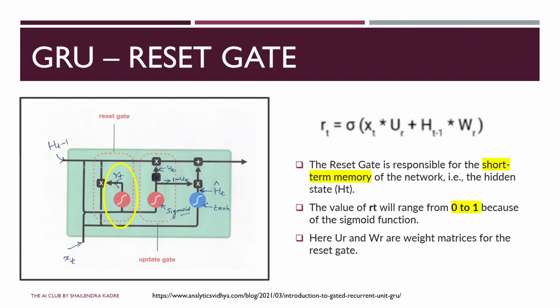Then UT. Can you note down UT and one minus UT in the middle of the diagram? Yes. Then you can note down HT cap, which is the output of the hidden candidate gate. Can you note down that HT cap? Yes. So these are the main components of this GRU, which we are going to discuss today.